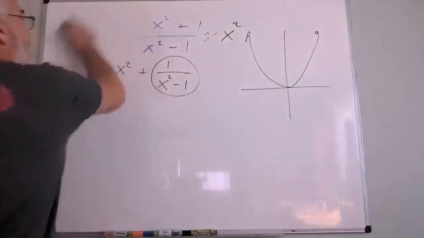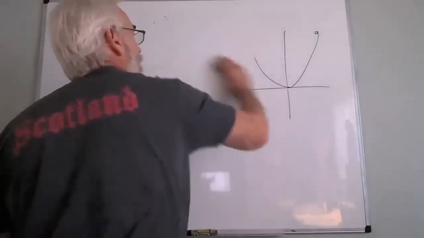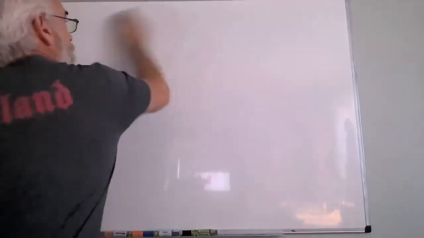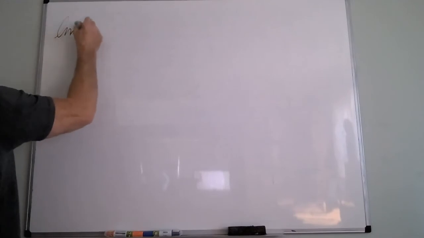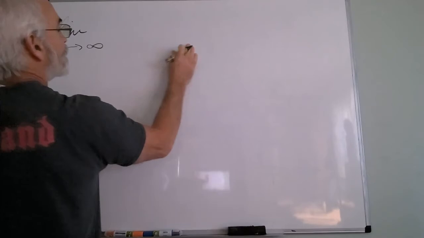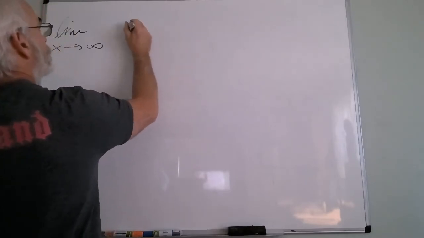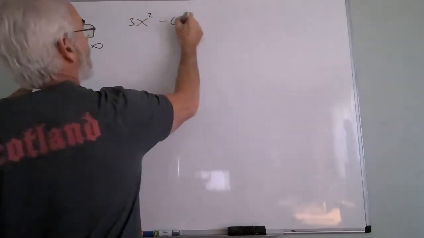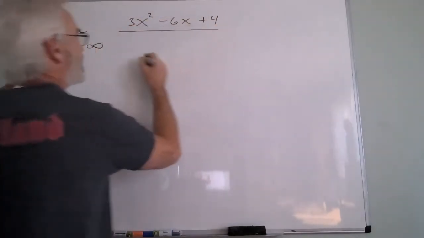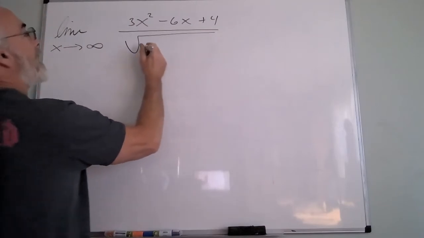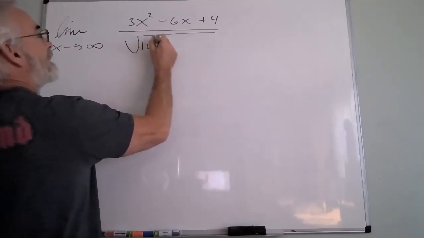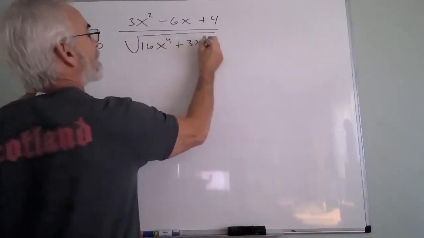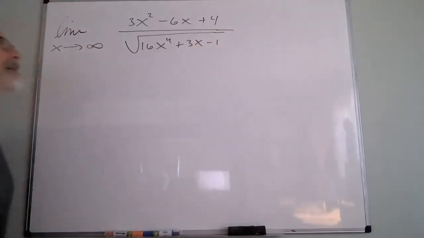So now let's go kind of next level, all right? So let's continue kind of in the path that we've been doing. I want to do the limit as x goes to infinity. And let's say I want to work with, how about, I don't know, how about 3x squared minus 6x plus 4 on top? That's easy enough. And on the bottom, the square root of, how about 16x to the 4th plus 3x minus 1. All right, that'll be my denominator.